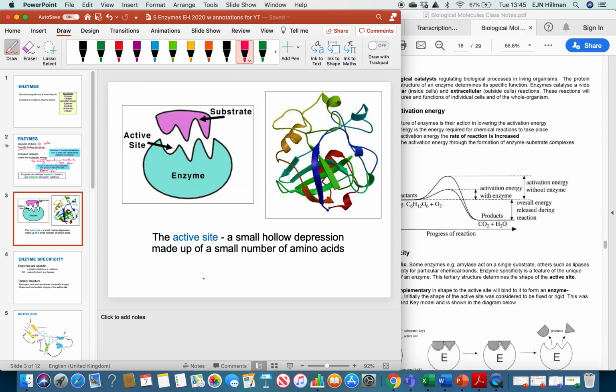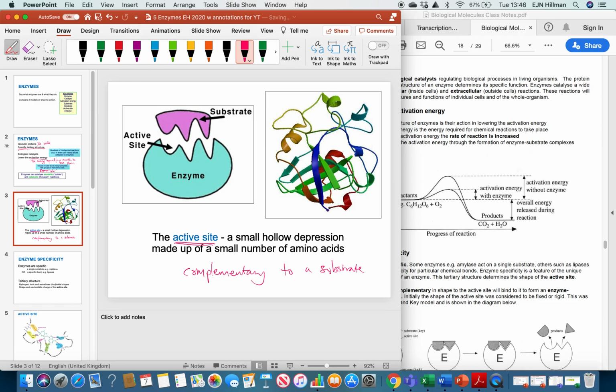Okay, so the important feature of an enzyme and its tertiary structure is that tertiary structure produces an active site. So you may be familiar with this from when you did your GCSEs. The active site is a small hollow depression made up of just a small number of amino acids, just a few amino acids, in the overall three-dimensional structure of the protein, of the enzyme. And it is that active site which is complementary to a substrate.